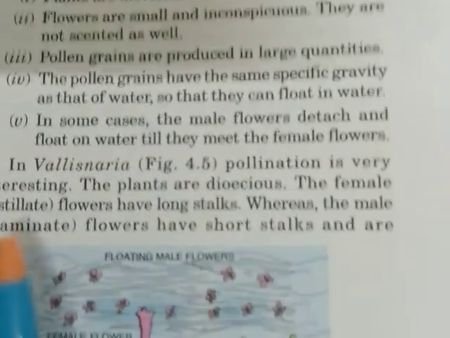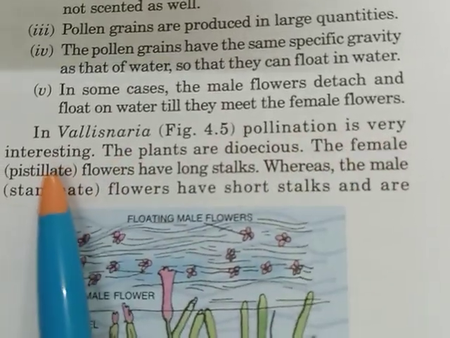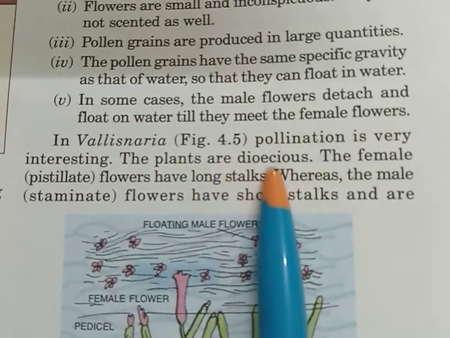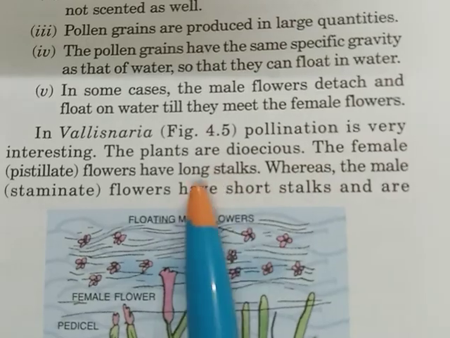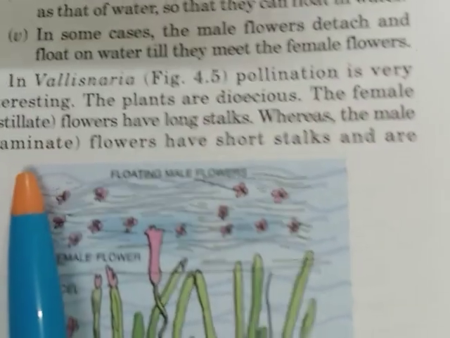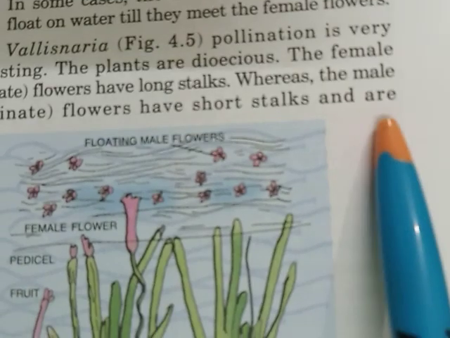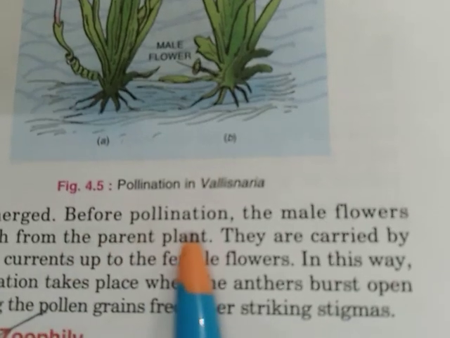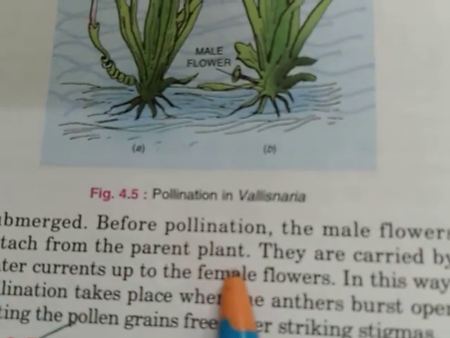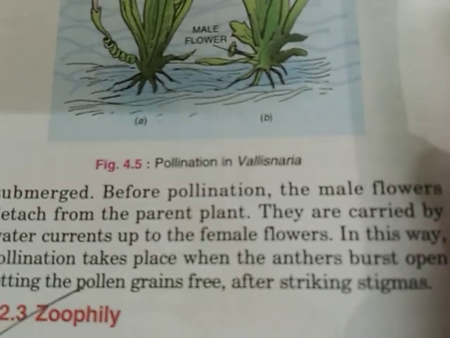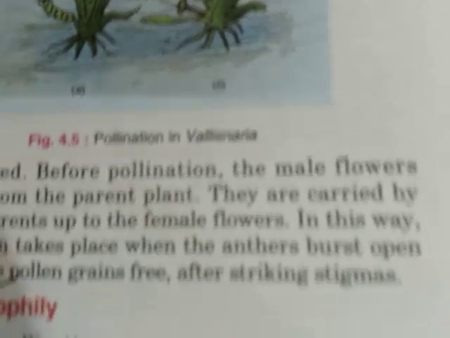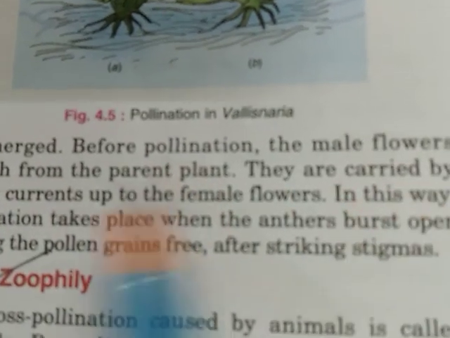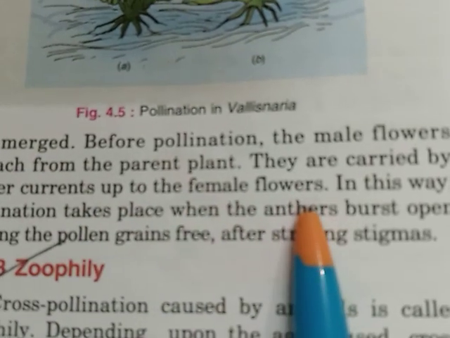female flower. In Vallisneria, pollination is very interesting. The plants are dioecious. The female or pistillate flowers have long stalks, whereas the male or staminate flowers have short stalks and are submerged in water. Before pollination, the male flowers detach from the parent plant, as you have seen in the above characteristics. They are carried by the water currents up to the female flowers.